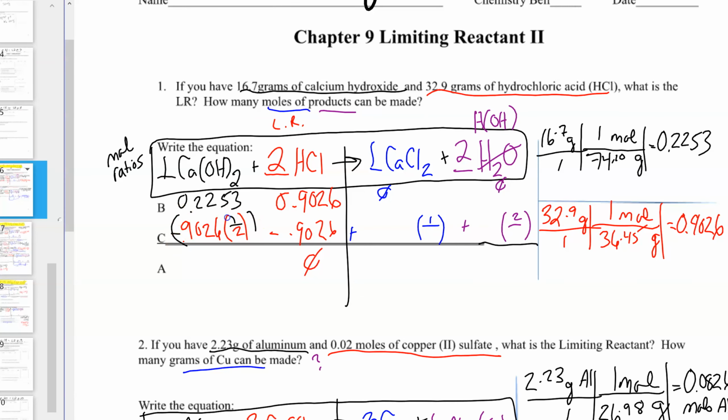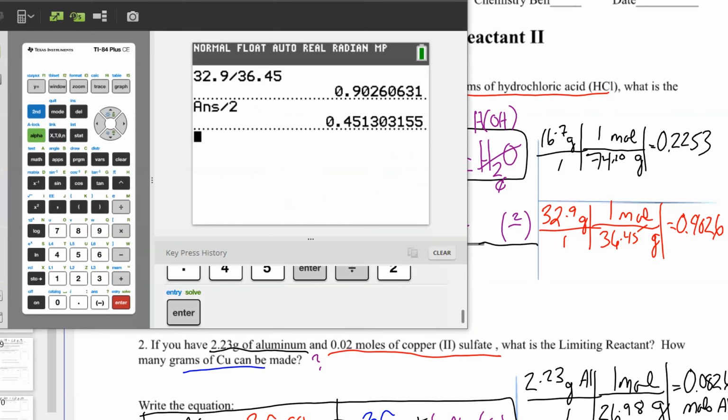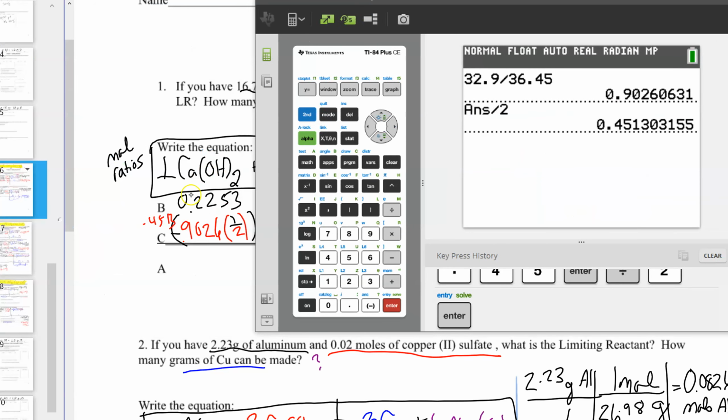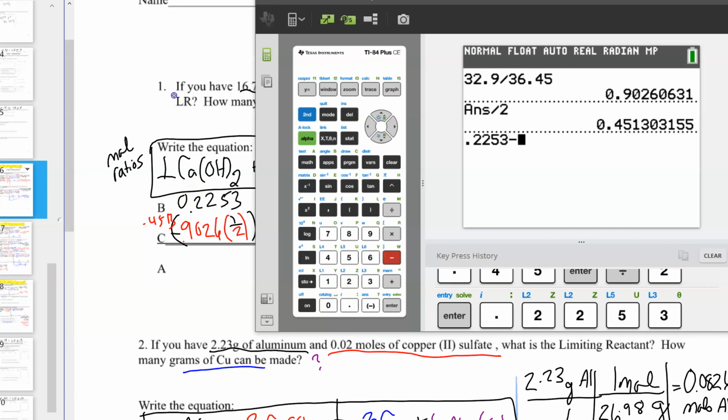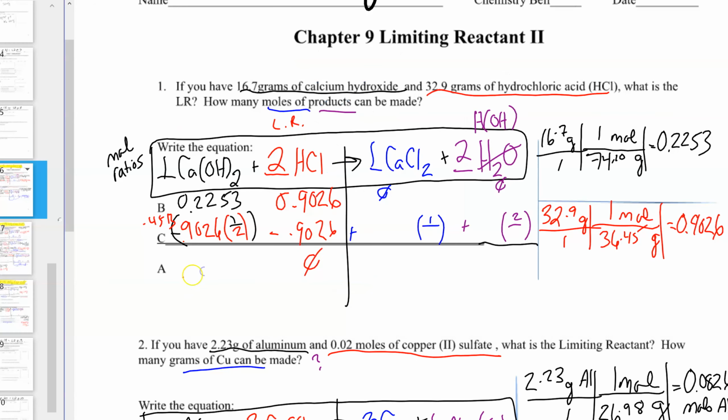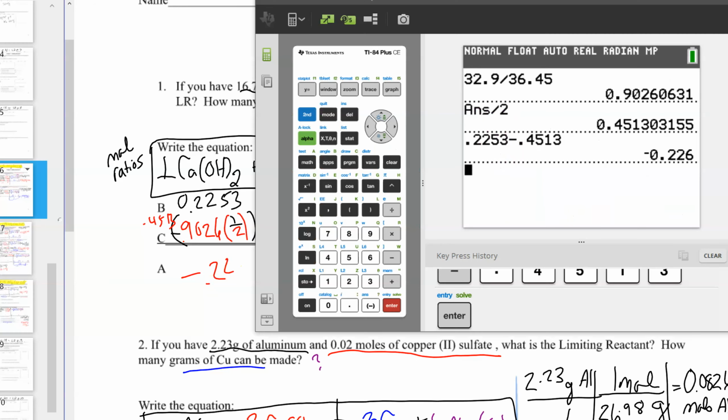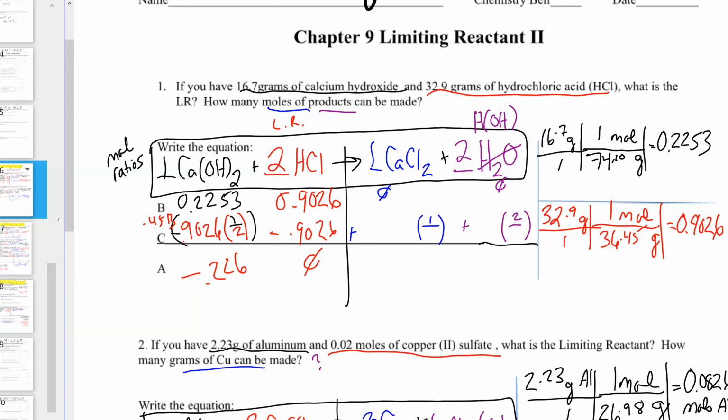So this number right here is actually 0.4513. With this term right here, we started with 0.2253, and we're using up 0.4513. How much is left over? Negative 0.226. So when you see that, not possible. That means we chose the wrong limiting reactant. If you ever do that, don't panic. That just means we've got to erase it and go back and pick the right limiting reactant. So let's get rid of that. That was wrong.